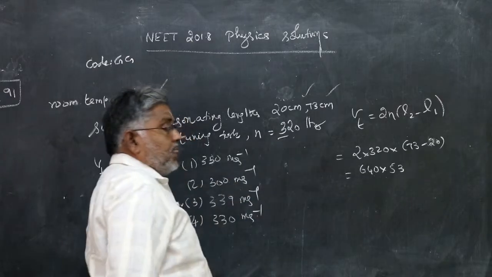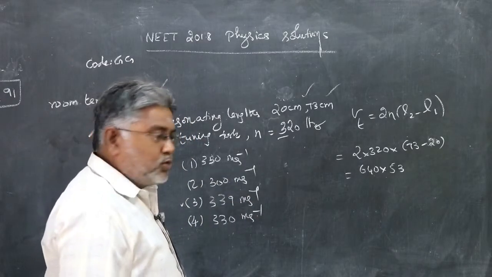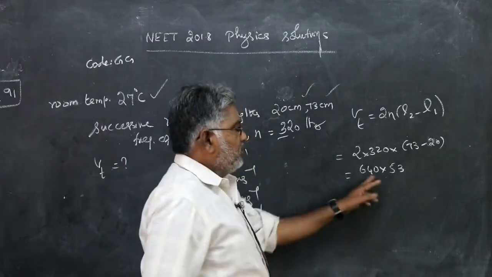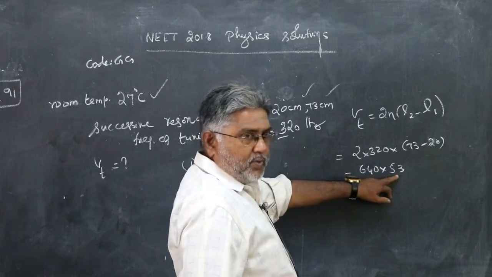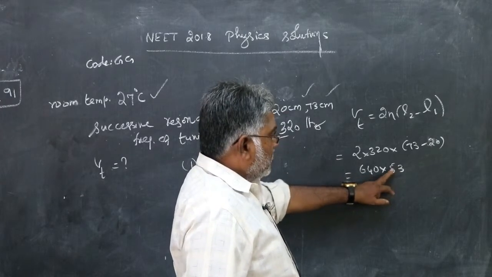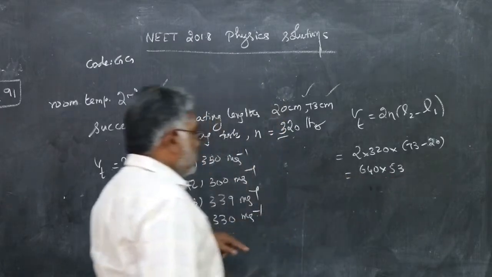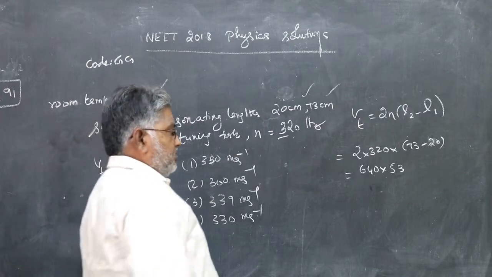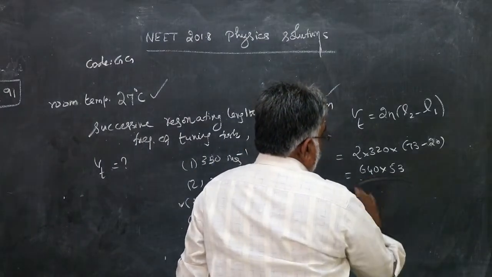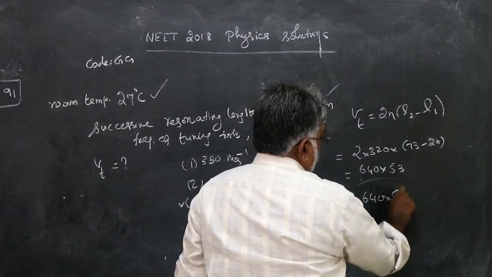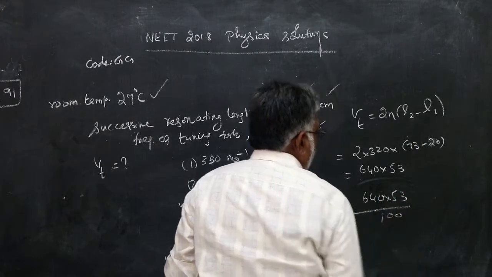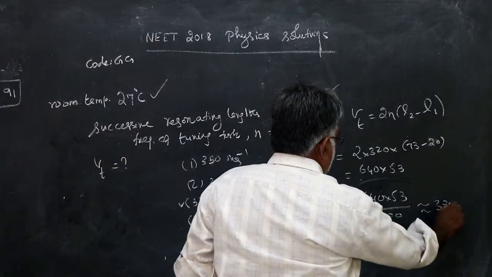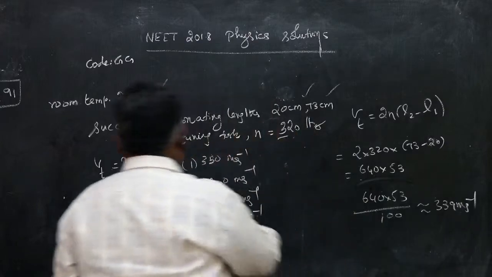I think the answer will be 339.20. The answer is 339. Simply you will have to multiply, but note that this is in centimeter. So what you will get will be in centimeter per second. So divide by 100, and this will give you 339 meter per second. So this would be the answer.